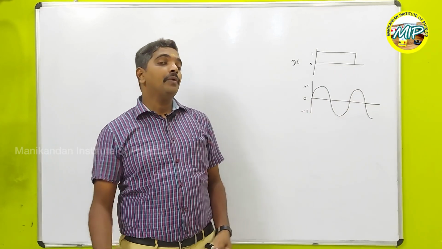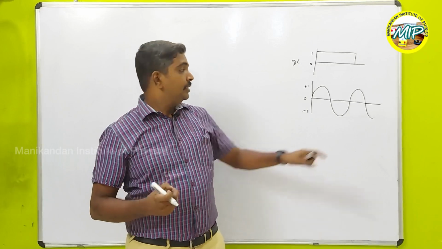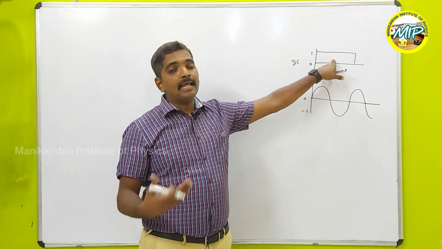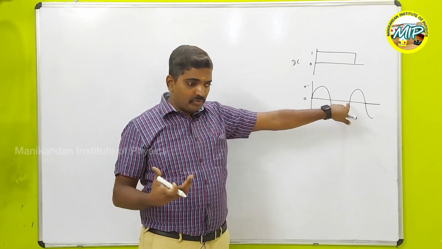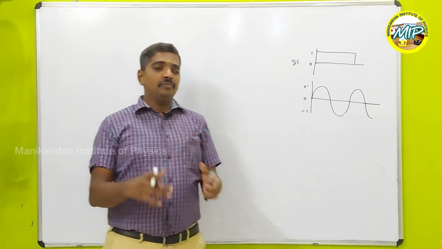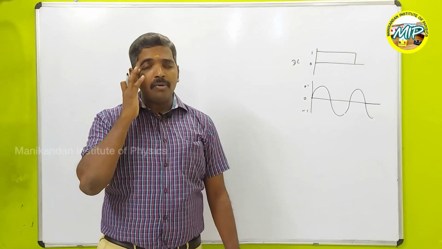So first what we are going to do here is remove the negative half cycle, because in the case of positive direct current, we need only the positive half cycle. So we have to remove this negative half cycle. I am going to use the PN junction diode to solve the problem.